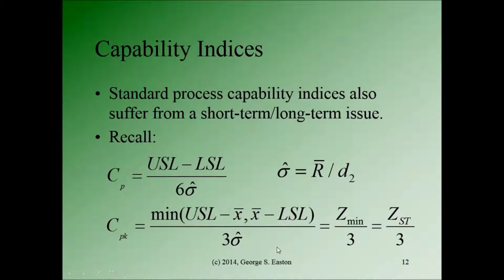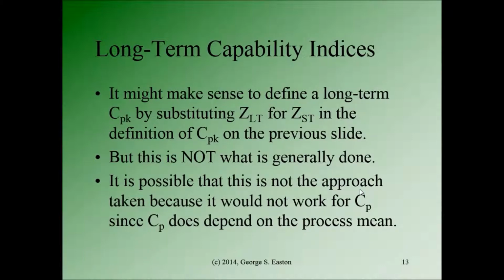limits. Using the notation that we defined on the previous slides, the C sub pk can be defined as z min over 3, or equivalently the z short term over 3. Now based on what I've described in these slides so far, it might make a great deal of sense to define a long-term C sub pk by simply substituting the z long-term for the z short-term in the definition of the C sub pk on the previous slide.